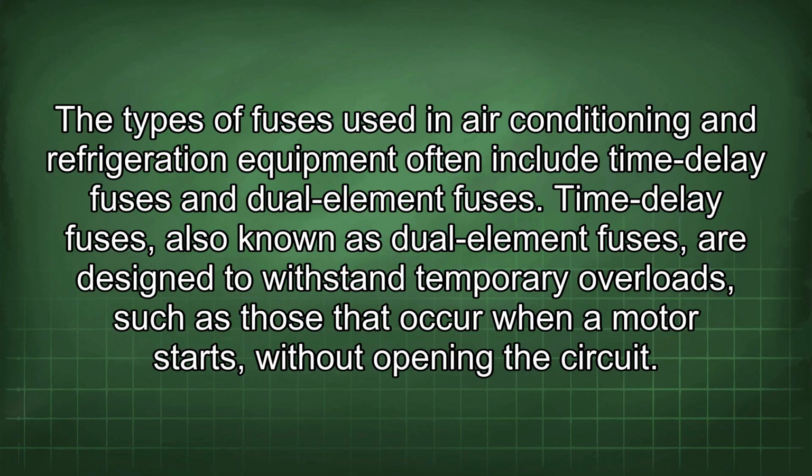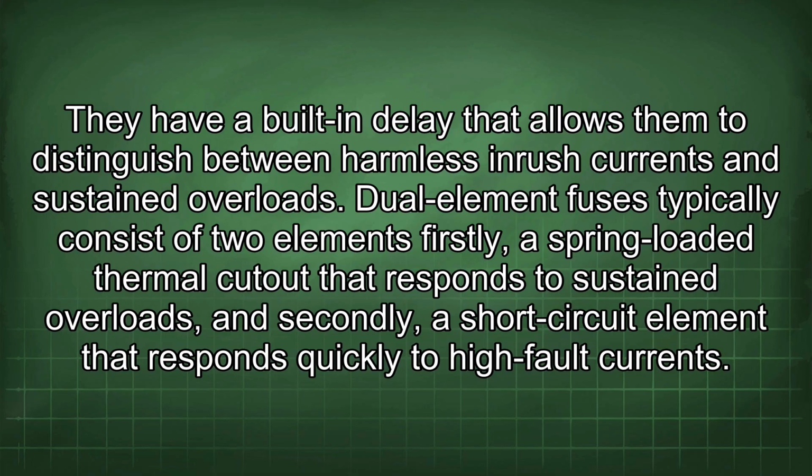The types of fuses used in air conditioning and refrigeration equipment often include time delay fuses and dual element fuses. Time delay fuses, also known as dual element fuses, are designed to withstand temporary overloads such as those that occur when a motor starts without opening the circuit. They have a built-in delay that allows them to distinguish between harmless inrush currents and sustained overloads.